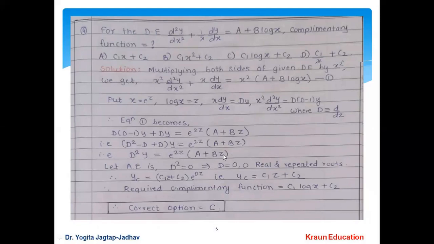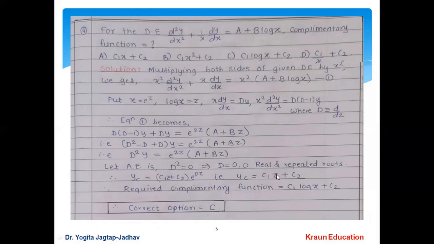Now, in this example, they asked to find the complementary function. Therefore, we should consider the auxiliary equation. Consider here D square equal to 0 as the auxiliary equation. This gives us D equal to 0, 0. Therefore, roots are real and repeated. And therefore, by considering case number 2 for writing the complementary function, we can write yc equal to c1 z plus c2 e raised to 0z. But you know e raised to 0z is 1. Therefore, yc is equal to c1 z plus c2.